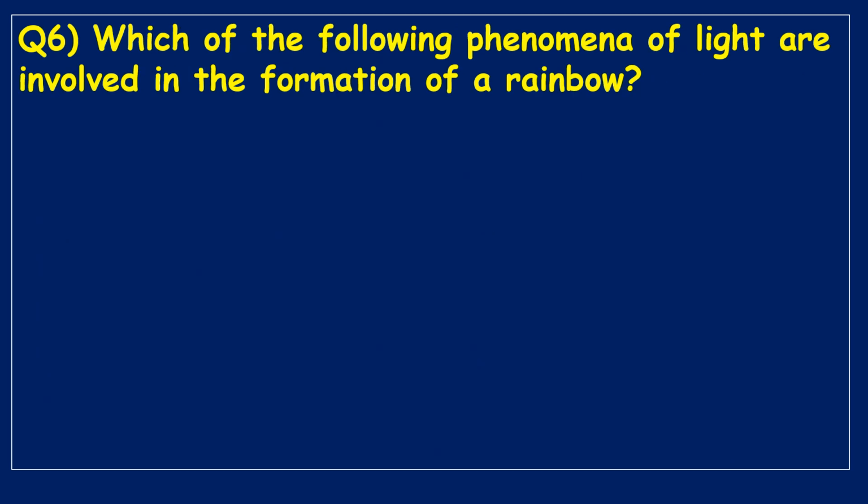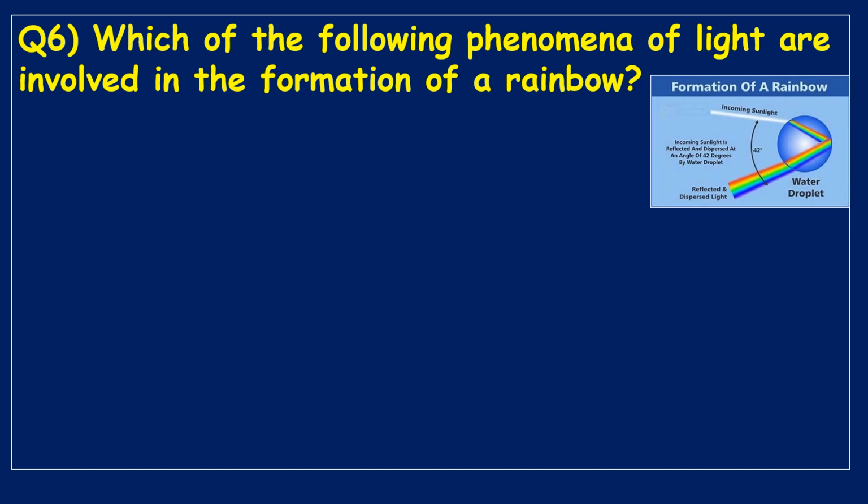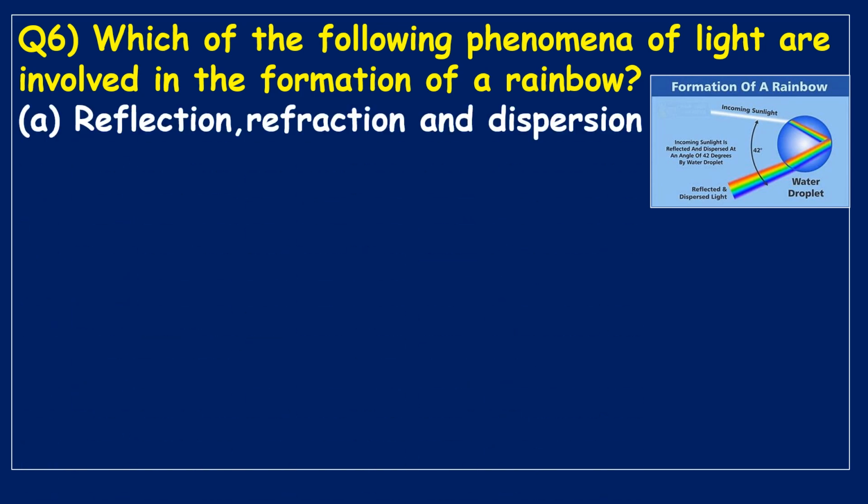Question: which of the following phenomena of light are involved in the formation of a rainbow? See this one, rainbow formation, that means splitting of white light into different colors, almost 7 colors. That is a phenomenon. Now let's see. Refraction, dispersion. My children, during the formation of a rainbow, 2 to 3 different phenomena take place at a time. Then only a rainbow forms, right? So in rainbow formation, what are the different phenomena that take place?